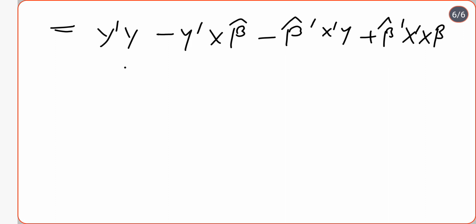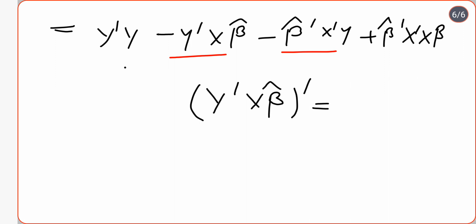Okay, now there is a very minute operation that we have to perform here. Now focus on this term and this term; both of these terms are actually equal. How? If I write y prime x beta hat, and if I take a prime of it, it will become beta hat prime x prime y, because y prime and again prime, so it will be nothing but y only.